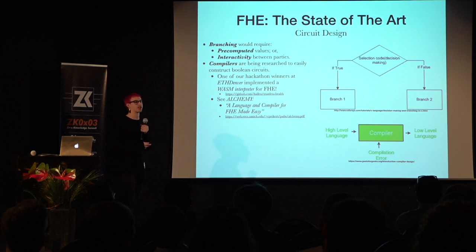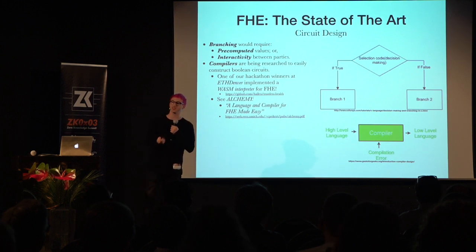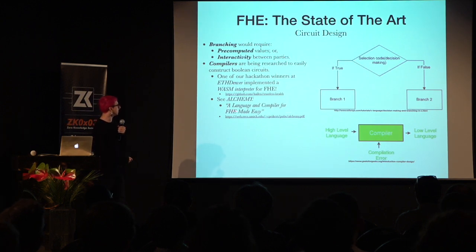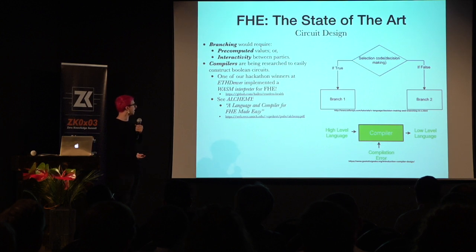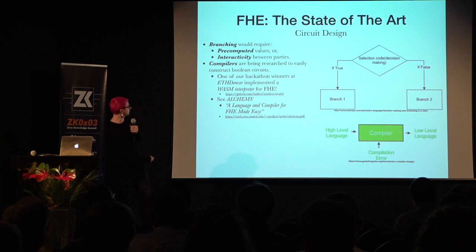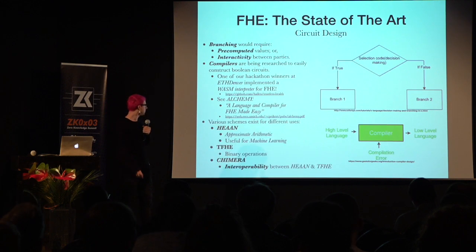So you could write your logic in Rust, compile it to WASM, and then interpret the WASM to perform the homomorphic operation. Very cool stuff. Chris Peikert also has great research in his paper called Alchemy. It's more of an academic project, called a language and compiler for FHE made easy. I have a link to that there as well, and also a link to our hackathon winner there.